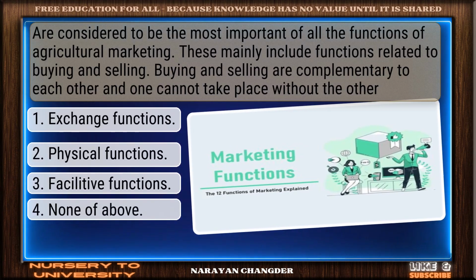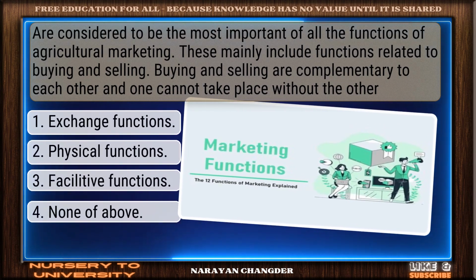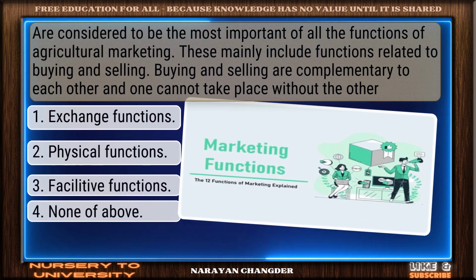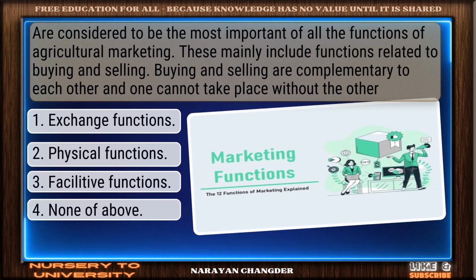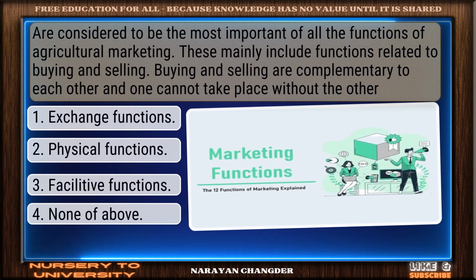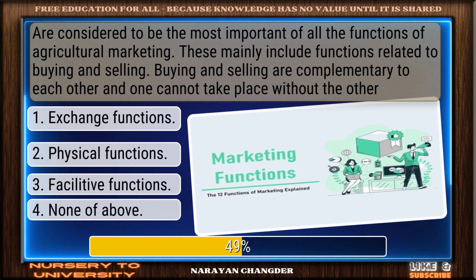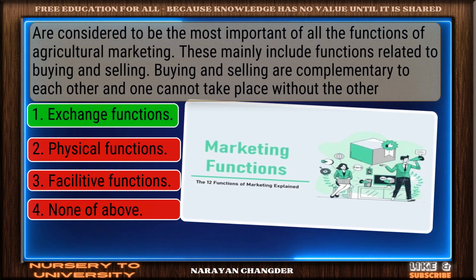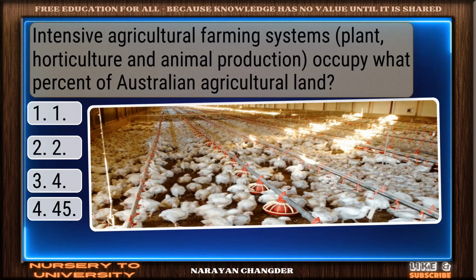Are considered to be the most important of all the functions of agricultural marketing. These mainly include functions related to buying and selling. Buying and selling are complementary to each other, and one cannot take place without the other. You're right. Exchange functions is the correct answer.